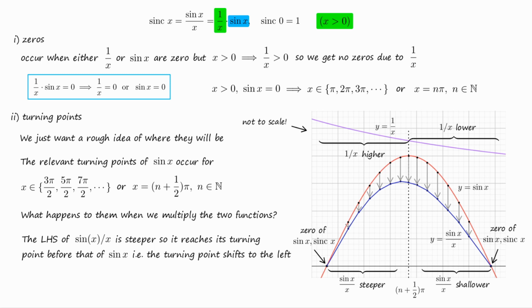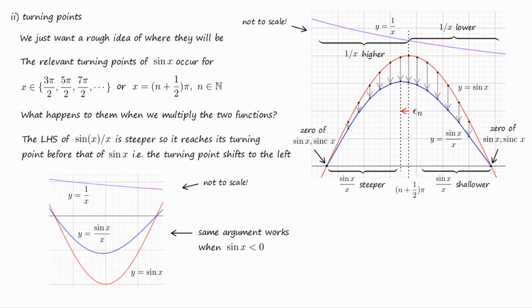And we will say that the nth turning point shifts left by an amount epsilon sub n. And we should note that the same argument works for a negative turning point of sine x. And so the turning points of sine x over x will occur at (n plus 1/2) pi minus epsilon sub n, where epsilon sub n is some small quantity. So the question is, can we say anything more about it?